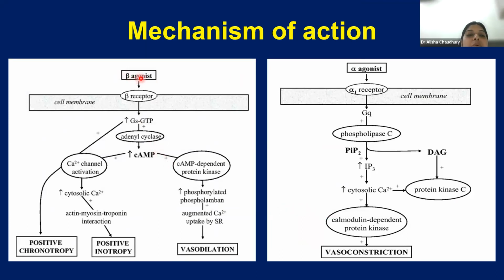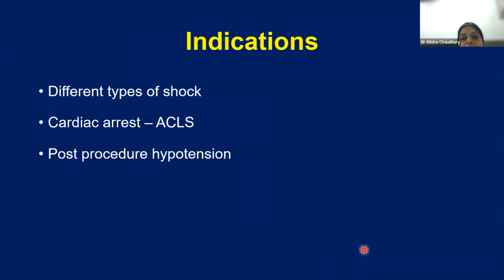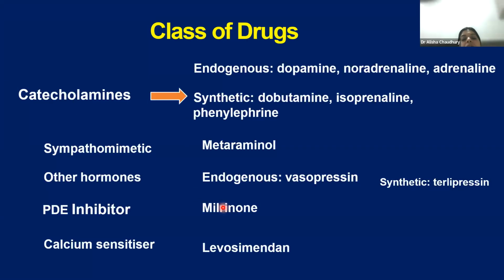Now, this is a different mechanism of action. Whenever you give any vasopressor or inotrope which is a beta agonist, it acts on the beta receptor, and through cyclic AMP production, we get the positive chronotropy action, positive inotropy, and vasodilatation. Similarly, an alpha agonist acting on the alpha 1 receptor in the place I mentioned, phospholipase C mediated, leads to vasoconstriction. So what are the indications of all these drugs? Different types of shock, cardiac arrest situation, especially in your ACLS protocol you would have come across, and even post-procedure hypotension.